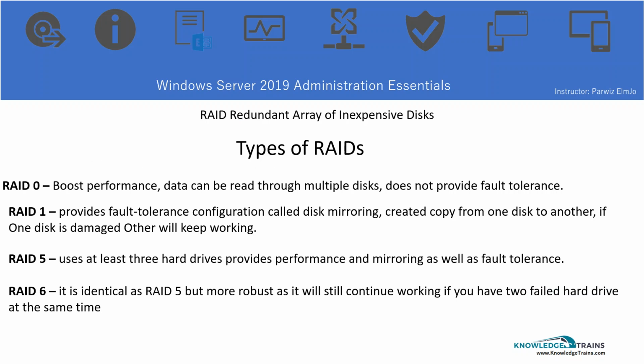RAID 0 is basically where you have two disks, two physical hard drives, and you are configuring them as RAID 0. It provides performance, meaning that the read and write of your data will be very fast because it is going to be reading from both disks at the same time, but it does not provide any fault tolerance, meaning that if one of your hard drives goes down, everything is gone. You will not be able to access your data. So that is the downside of RAID 0.